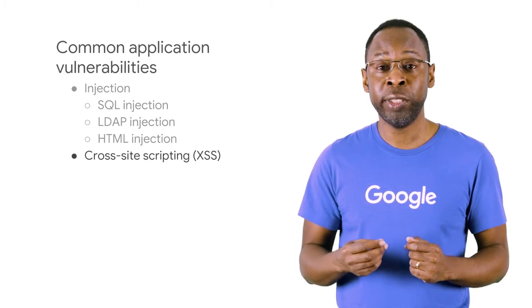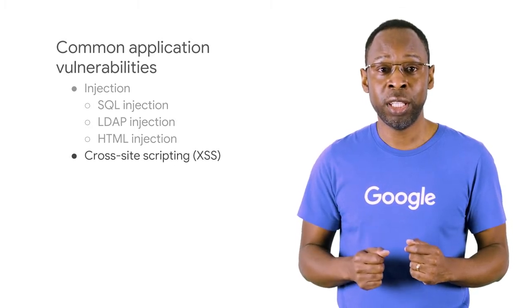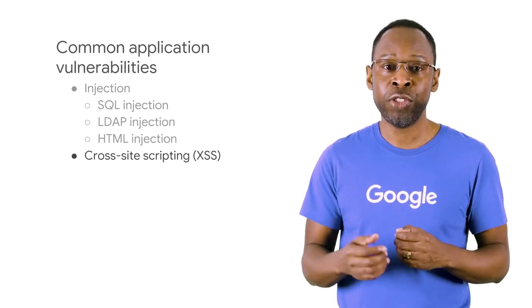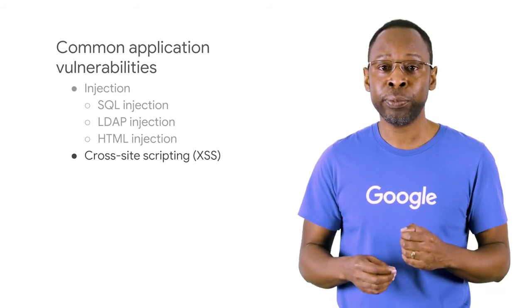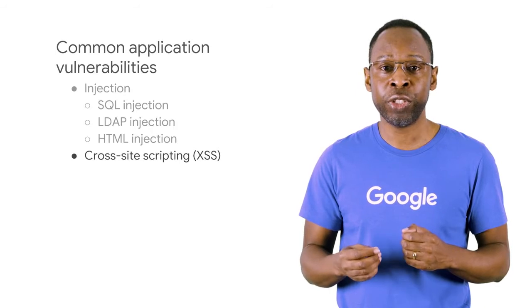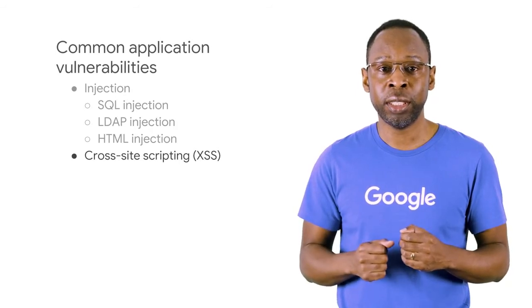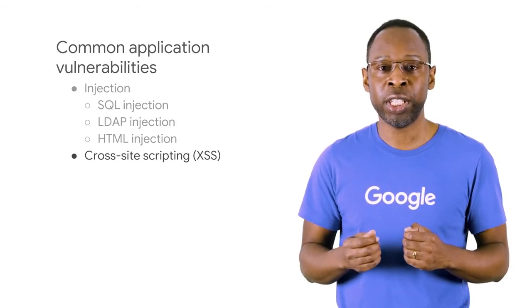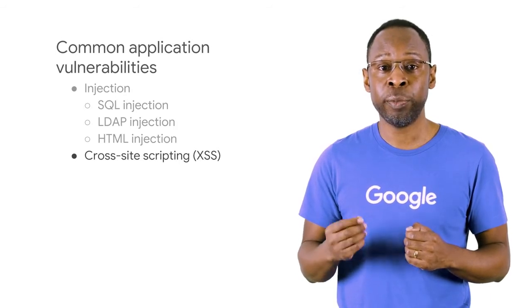Another common vulnerability is cross-site scripting. Cross-site scripting is actually a form of injection where the attacker is able to inject JavaScript into an application, and the code injection originates from a different site. Cross-site scripting allows attackers to execute scripts in the victim's browser, which can then hijack user sessions, deface websites, and redirect the user to other malicious sites.